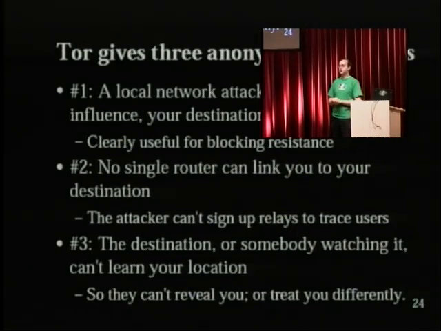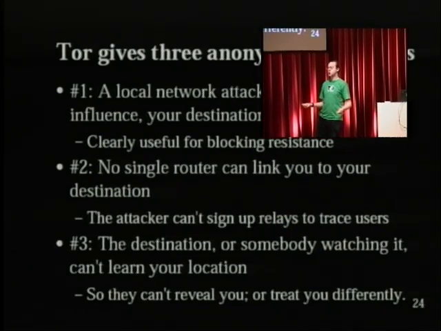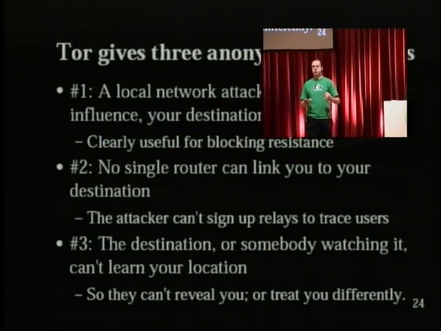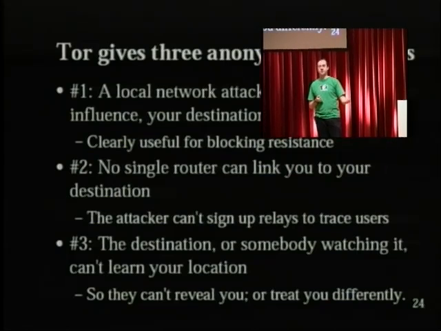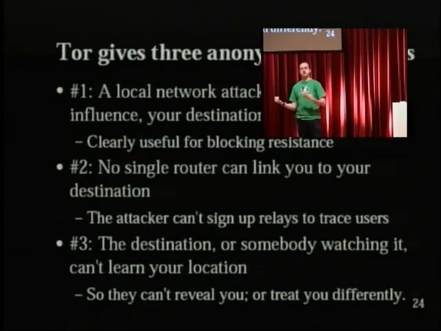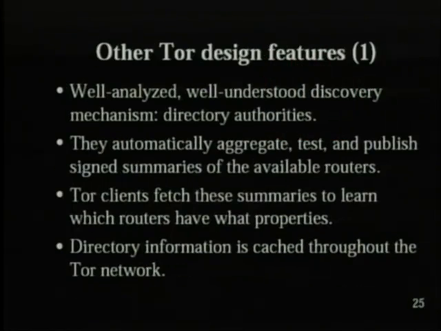And then the third one is the destination can't figure out where you're coming from. You'll notice when you go to Google in various countries, it gives you different languages and even different results. Imagine if China went to Google and said, hey, can you guys not give certain answers? Can you do the censoring for us when somebody's coming from China? I think they do that already to some extent. If people are going through Tor, then Google has no idea what country they're coming from. It can't treat them specially. It can't say, you're coming from China, you can't have this page. So these are the three big properties that we get so far with Tor.